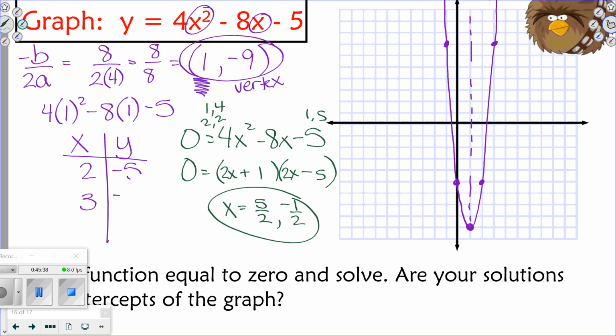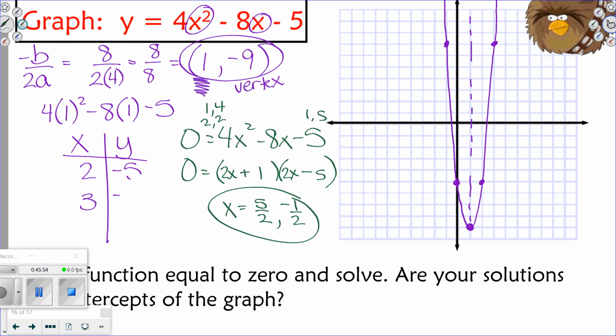Just so you guys know, at this point forward, I will not be writing the 2x plus 1 equals 0, 2x minus 5 equals 0, and solving them. I'm just going to do those in my head. If you still need to write them down, by all means, go ahead. But at this point, I hope we can start to kind of get to that point.